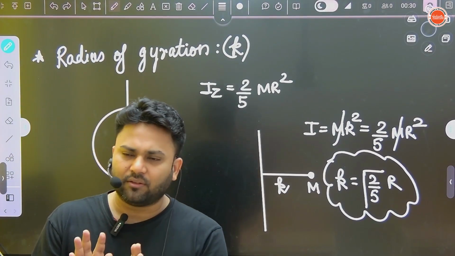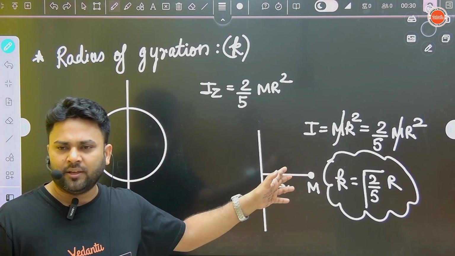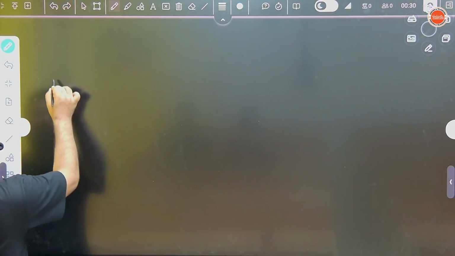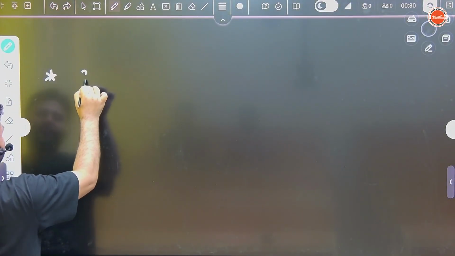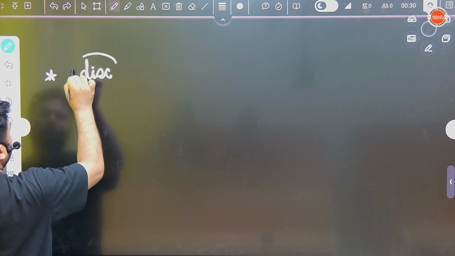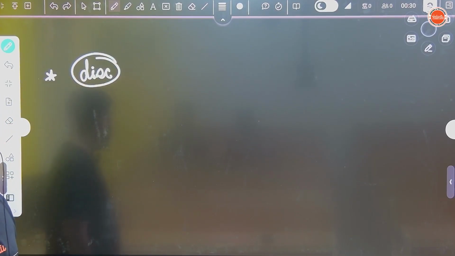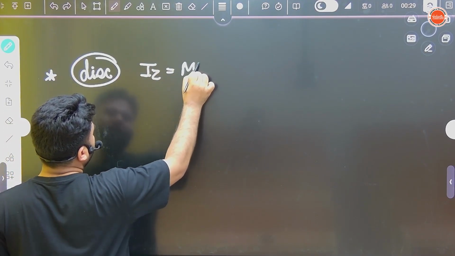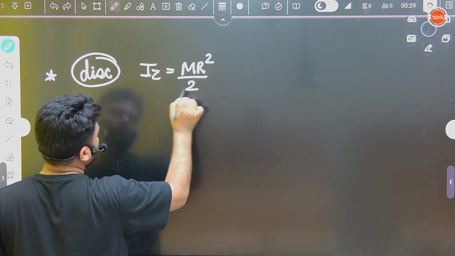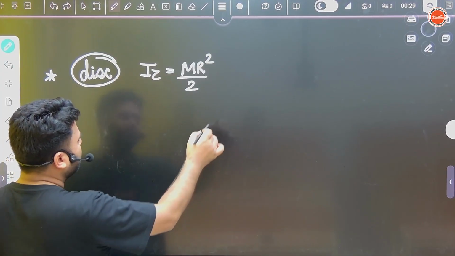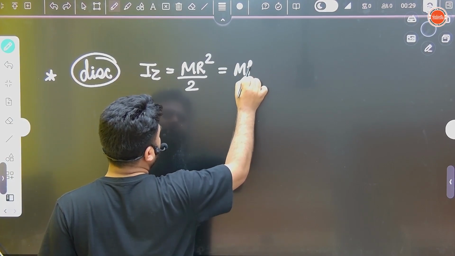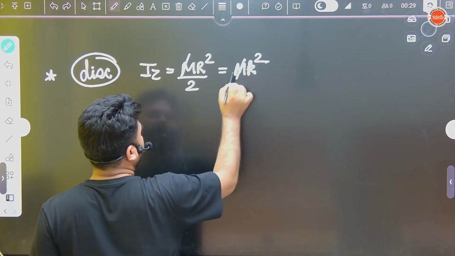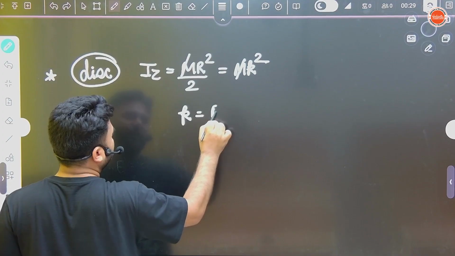So see, very easy. You don't have to make it that complicated. If they ask what is the radius of gyration of any object, for example, the radius of gyration of a disk, you know that moment of inertia about z axis is mr square by 2. They are asking radius of gyration, just equate with mk square. So m will get cancelled, and k value will come r by root 2.